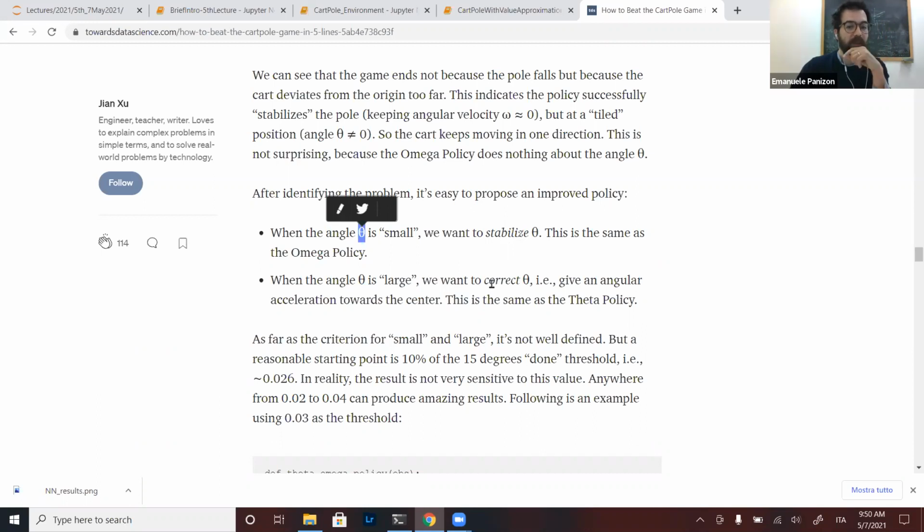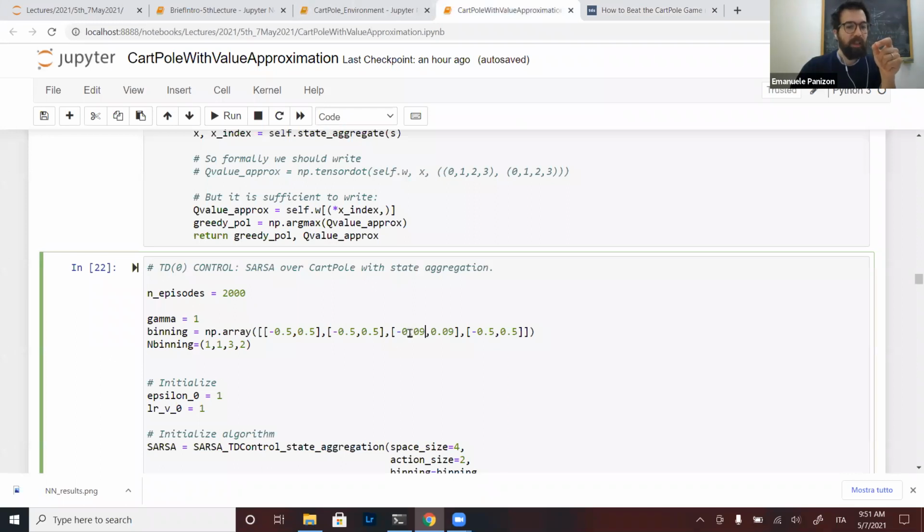When the angle is small, you want to go opposite to the angular velocity. But when the angle is large, you just want to put it as close to 0 as possible. Since we only care when the angle is small, I created this binning here. There are 3 bins. One bin is from -infinity to -0.03. The second bin is from -0.03 to 0.03. The third bin is from 0.03 to infinity.